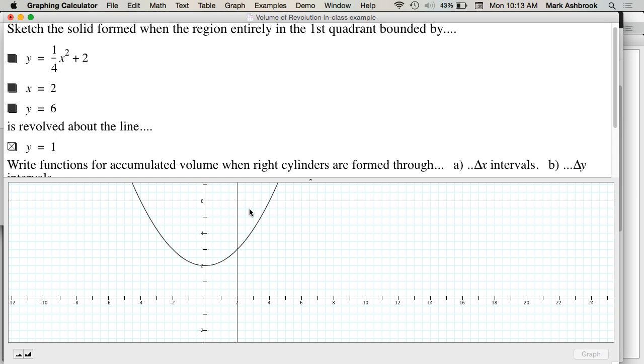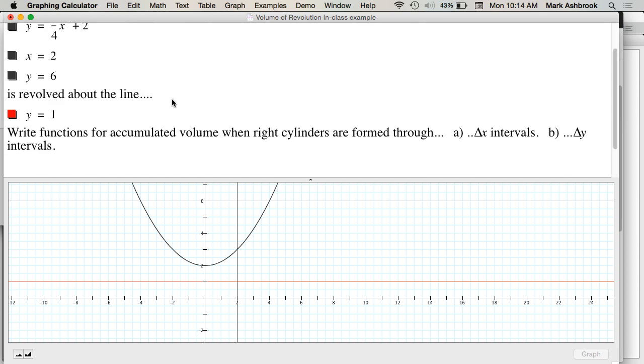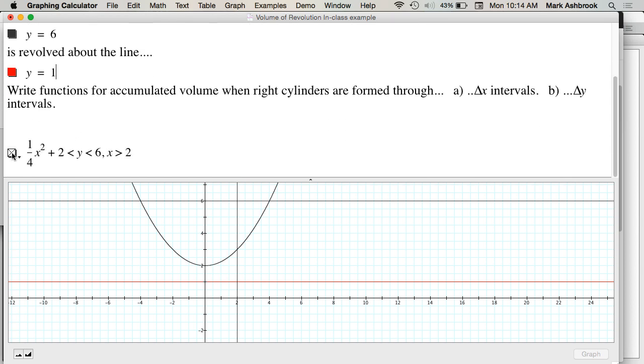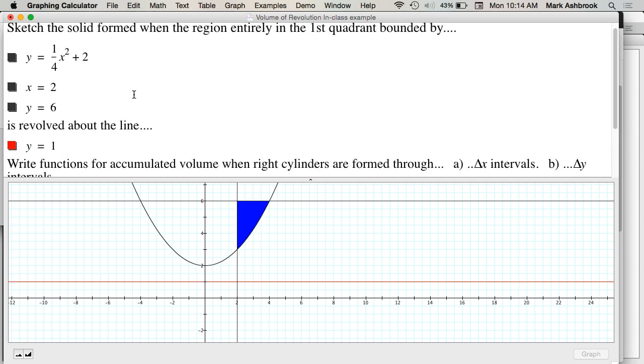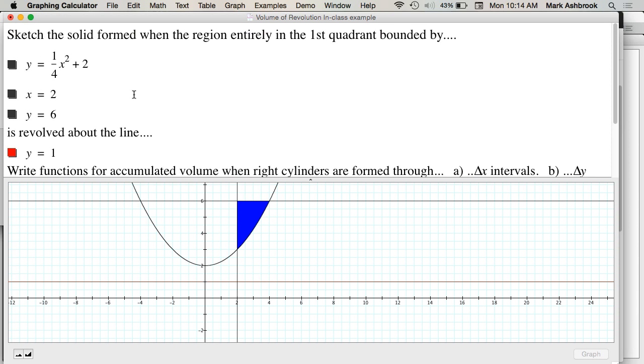Okay? And we're going to rotate around y equals 1. So let's make that stand out. All right, and so we're going to rotate, and then let's show it here. Okay, so we want that region rotated around y equals 1. So if we were to do that, let's find these points. These points are going to be helpful.